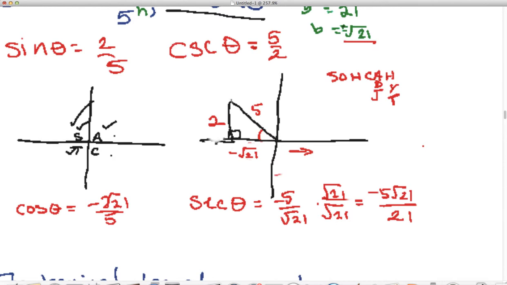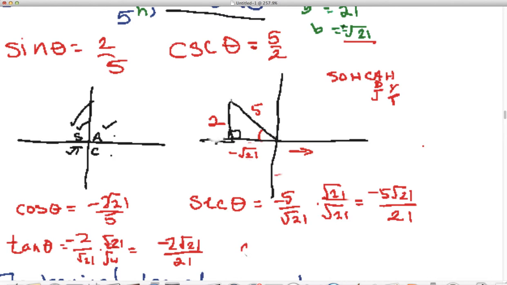Okay, and tangent is the only one left, so tangent's opposite over adjacent. So that'd be 2 over negative root 21. And when you rationalize, you get negative 2 root 21 over 21. And finally, cotangent would be the reciprocal. And instead of doing this one, it'd be easier to just flip this one here before we rationalized it. So negative root 21 over 2.